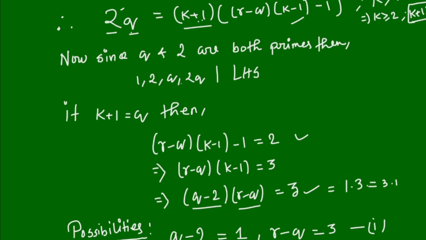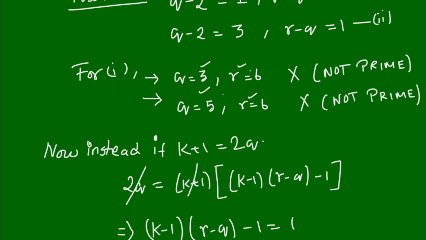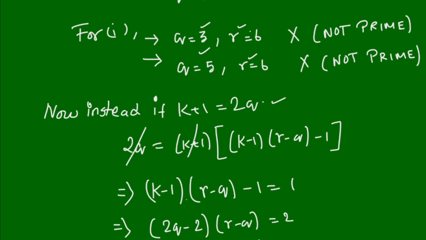Now the only case we can check for is k plus 1 equals to 2q. If we do not get a solution there, then we can simply say that there are no solutions to this equation, right? Okay, now insert k plus 1 is 2q, and put the same value of 2q and k plus 1, you just cut them off and you simply get this following equation, where k minus 1 whole into r minus q minus 1 is 1.